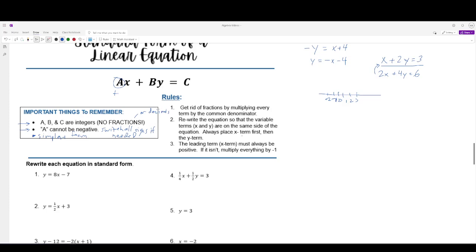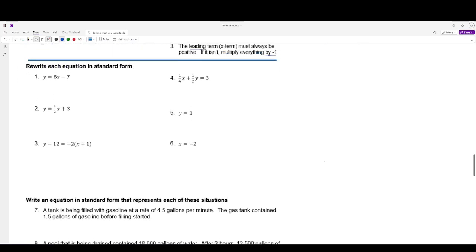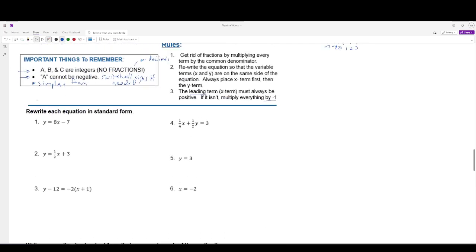All right, so x goes first, then y, and then the constant goes on the other side. And like it says here, if the leading term, that's the one in front, the one with the x, is negative, then we multiply everything by -1. So let's do some examples working with these so we can try to see how they work.